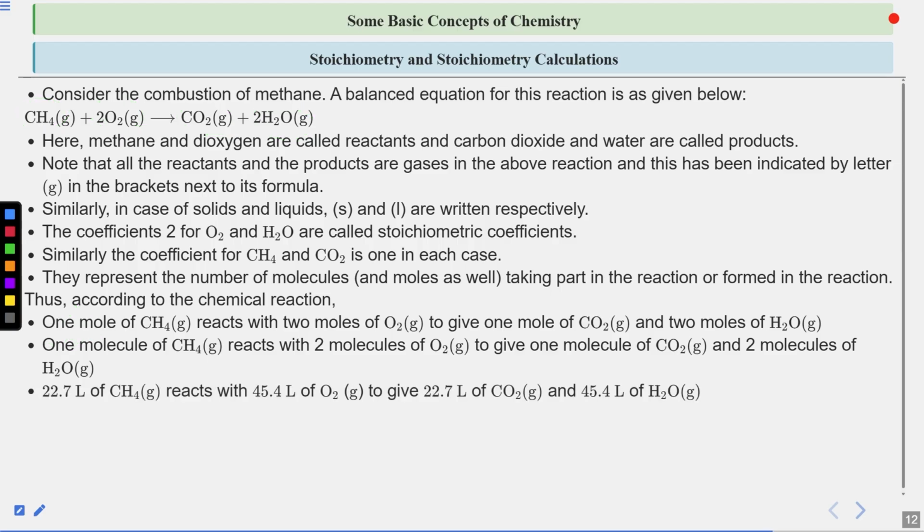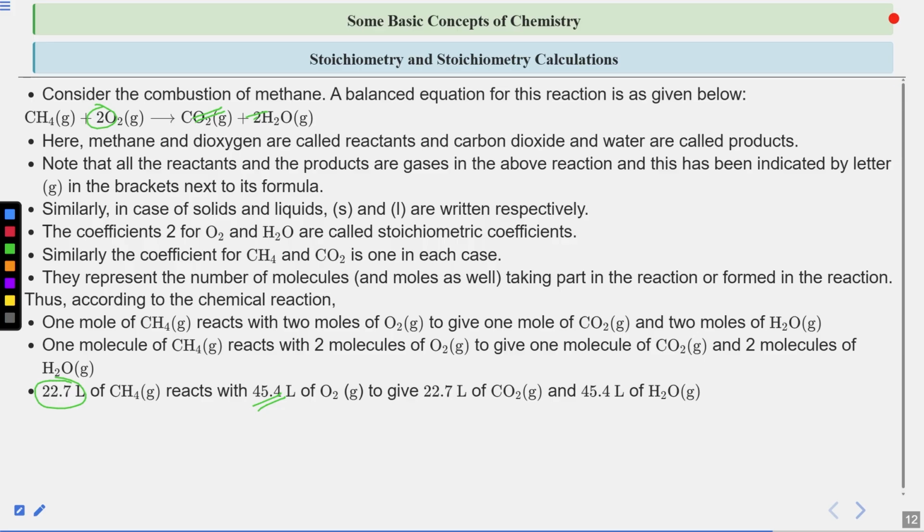Next thing we can say is that since all of these are gases and all of this is occurring at STP, remember from yesterday's class that at STP, 1 mole of every gas has 22.4 liters of volume. Therefore, since it is 1 mole, we can say 22.4 liters of methane will react with 44.8 liters of oxygen because there are 2 moles. So we will multiply 22.4 by 2 to get 44.8, to give us 22.4 liters of carbon dioxide and 44.8 liters of H2O.